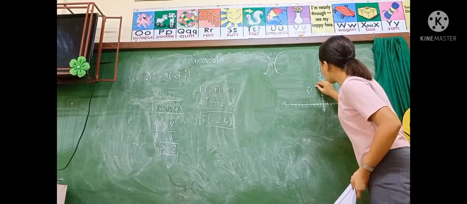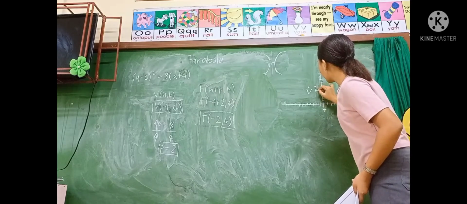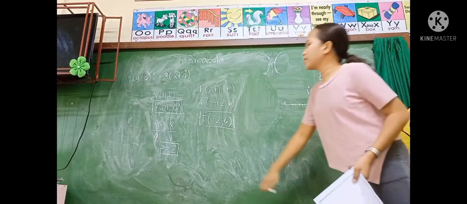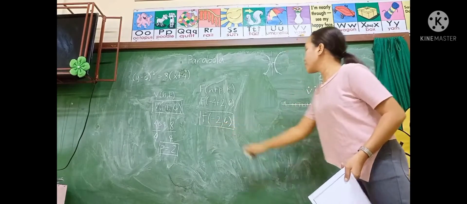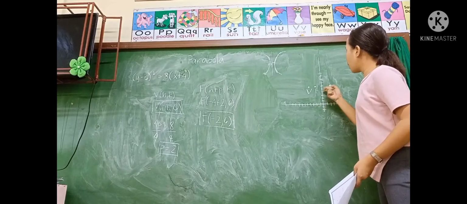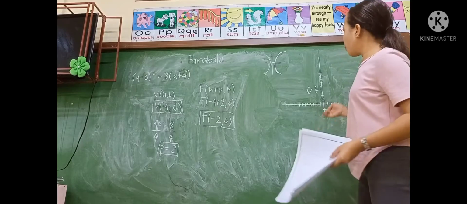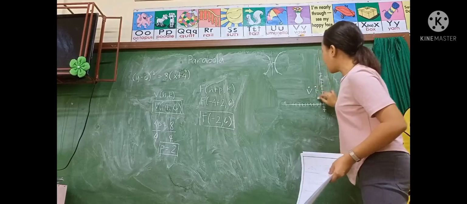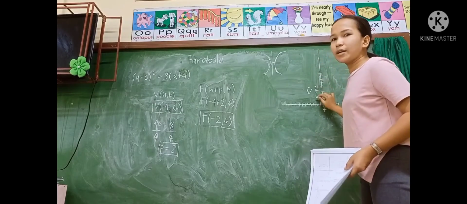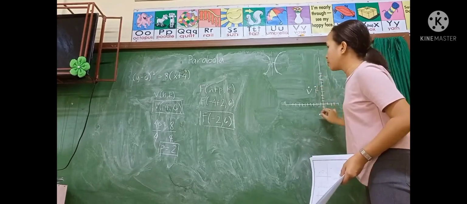1, 2. And now we have the focus. At kung titingnan po natin yung result sa focus, we have negative 2 and 6. So let's check. 1, 2, negative 2, 1, 2, 3, 4, 5, 6. Okay, tapos. Now, meron tayo dito na bubuong line, which is equal to 4p. Meron tayong 2p dito sa taas at dito sa baba.